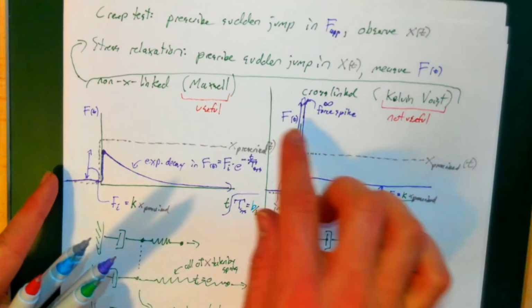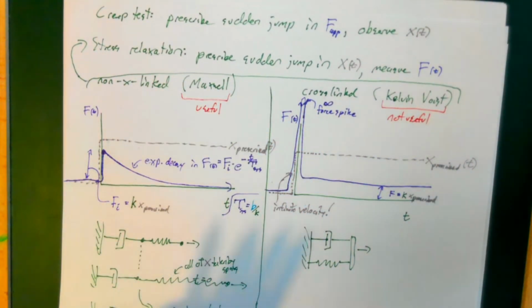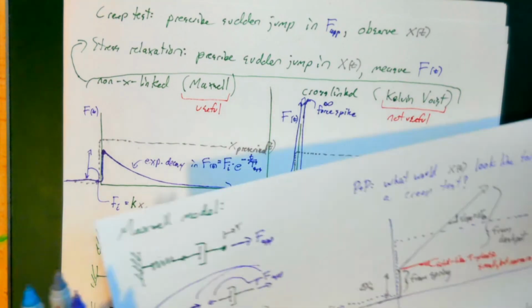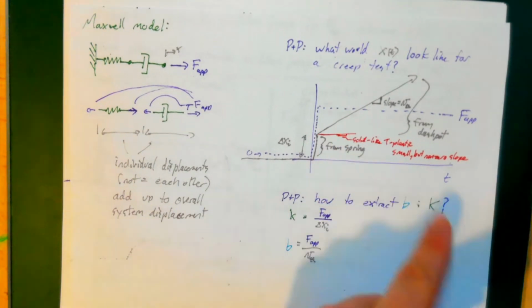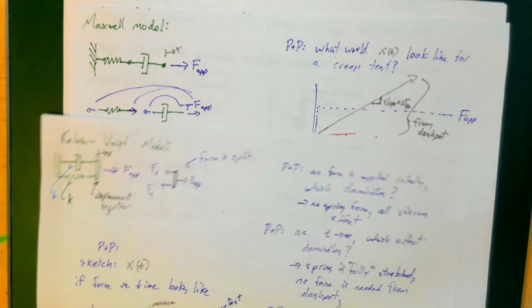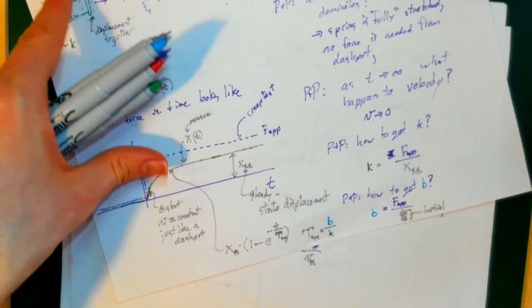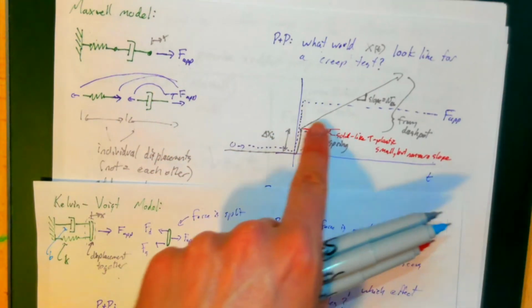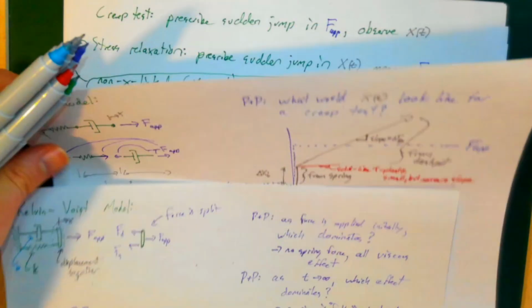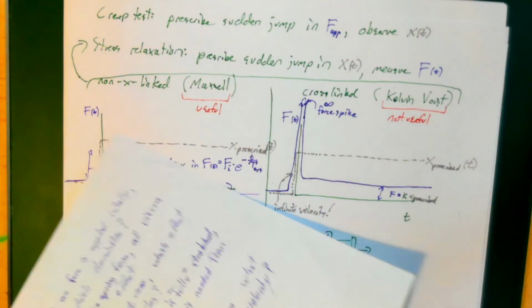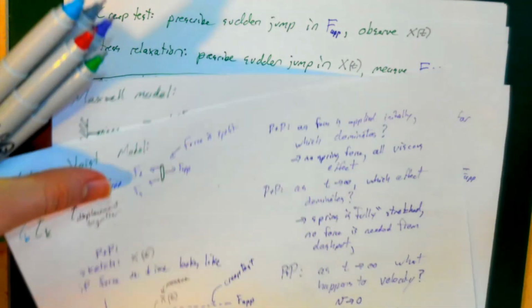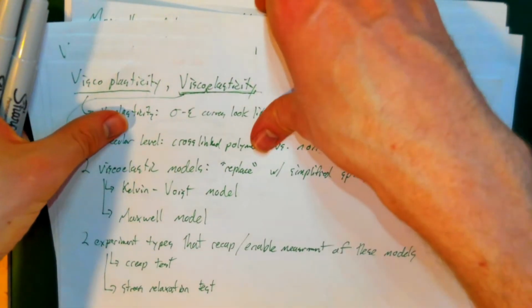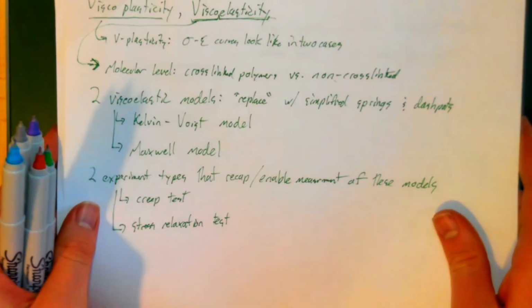So for non-cross-linked materials, a stress relaxation test can be useful. But creep tests work with both, right? A creep test can allow us to fit the parameters for Kelvin-Voigt and for Maxwell, whereas stress relaxation is only really super useful for Maxwell. So, thus concludes our discussion.